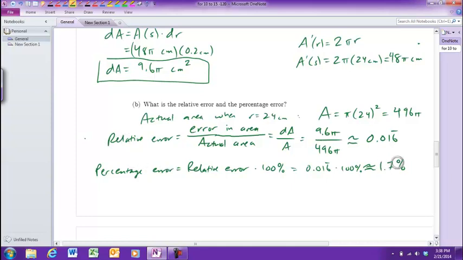And if your percentage error is pretty small, then that means that the error isn't that important. If the percentage error here was something like 20 or 30%, that would mean that the number we're getting is potentially pretty far off from the actual value.